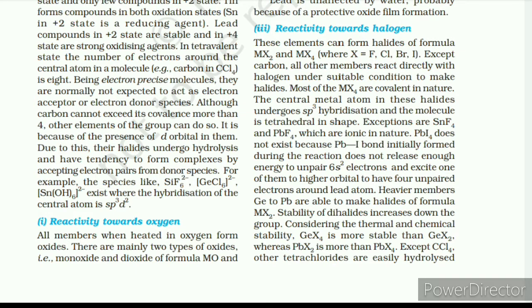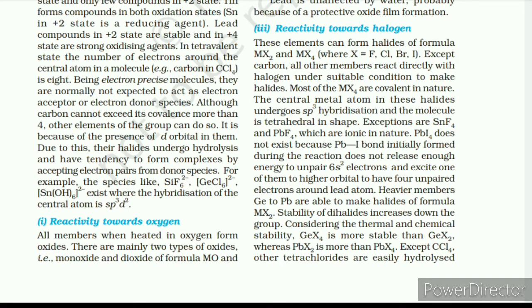Stability of dihalides increases down the group. Considering the tetrahalides, they are easily hydrolyzed by water because the central atom can accommodate the lone pair of electrons from the oxygen atom of the water molecule in its d orbital. Hydrolysis can be understood by taking the example of SiCl4. It undergoes hydrolysis by initially accepting lone pairs of electrons from water molecules in d orbitals of silicon and finally leading to the formation of Si(OH)4 as shown below.